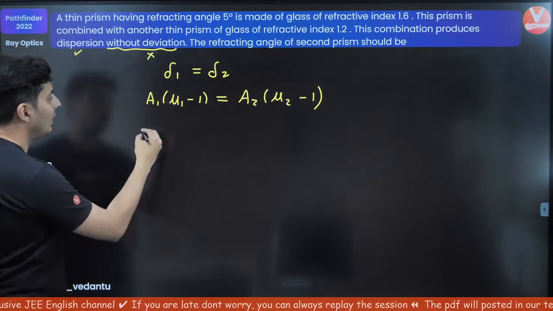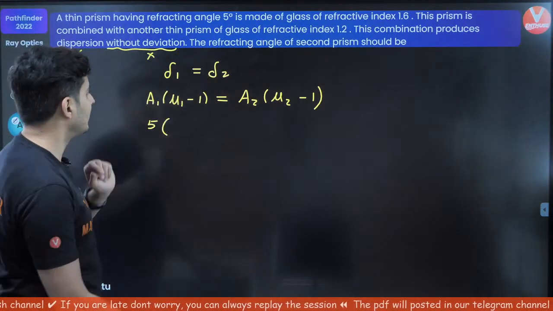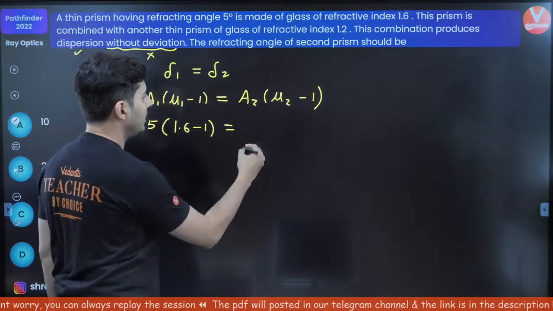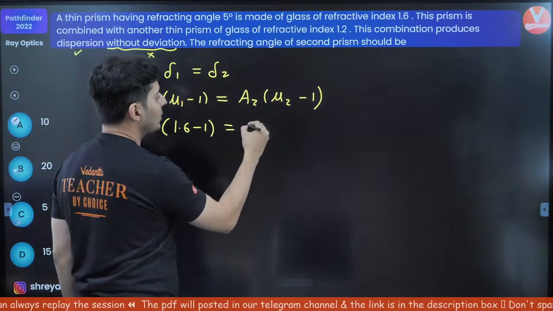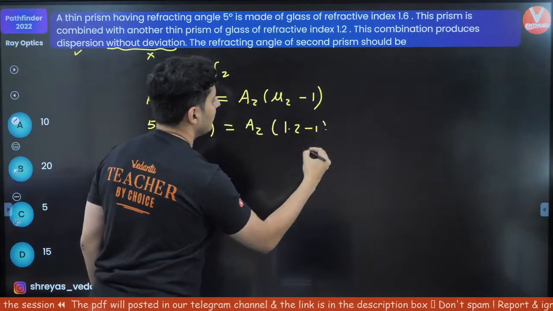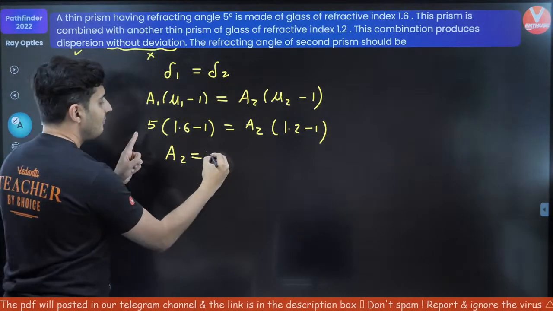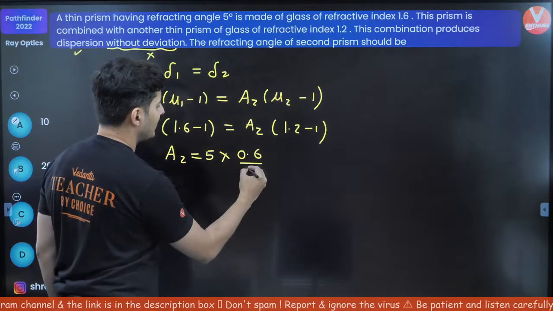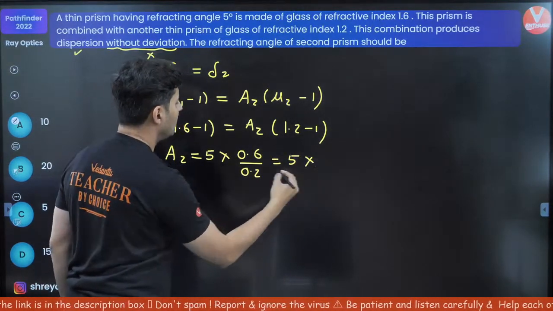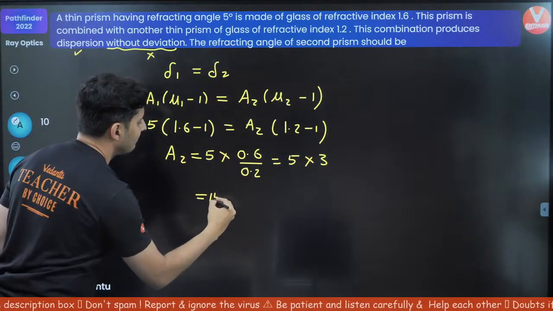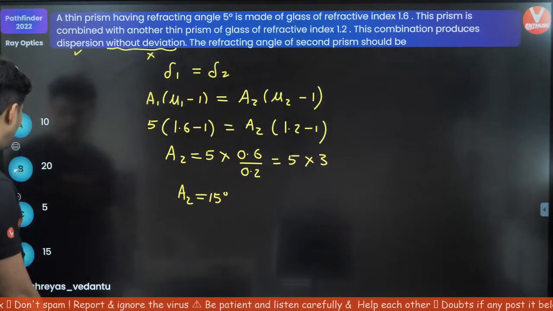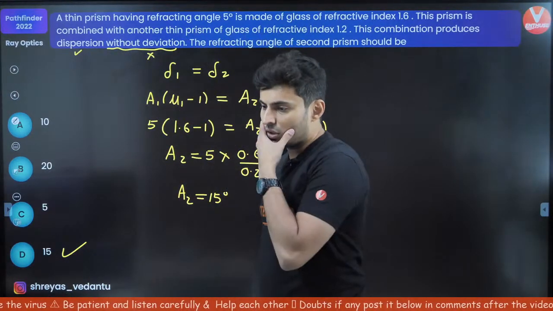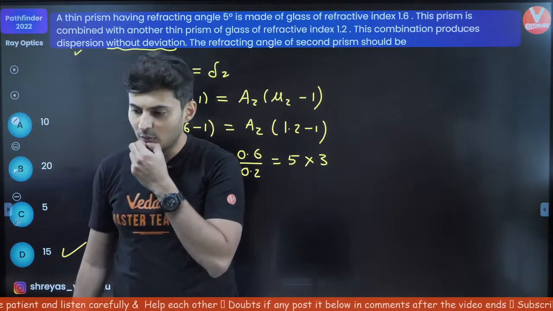See now, put the values. Do I know the value of A1? Yes, it is 5. Mu 1? Yes, it is 1.6. A2 is not known. Mu 2 is 1.2 minus 1. So A2's value will be 5 into 1.6 minus 1, that's 0.6, over 1.2 minus 1, that's 0.2. So that will be 5 into 6 by 2 is 3. So that means it will be 15 degrees. So A2 is 15 degrees. Do I have it somewhere? Yes, option D. Correct.